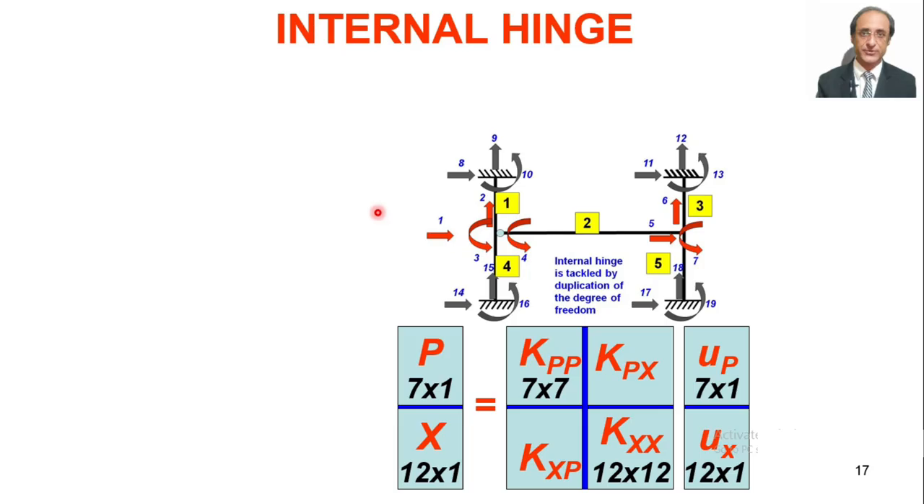So because of this, now when we form our KTS and also the load vector and the reaction vector, the sizes will be like this, because there are 7 degrees of freedom in total related to the unrestrained joints and the corresponding degrees of freedom. So we have the size of P 7 by 1, X will be 12 by 1, and accordingly the sizes of the various components of KTS will be like this: KPP 7 by 7 and KXX 12 by 12.